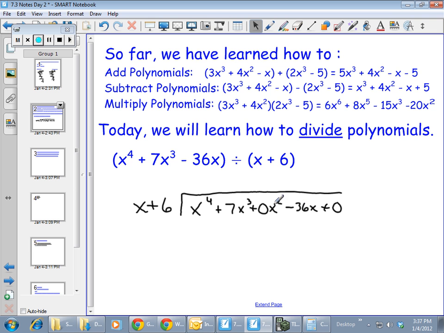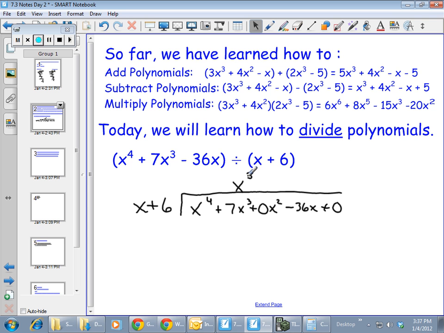Alright, and let's go. We're going to do the exact same thing that we did with the other one. Now, I say exact same thing, but it's actually a little bit trickier. Whatever we put up here, the idea is we want it to cancel out this x to the 4th. So what could I put up here so that when I multiply it by x plus 6, I'm going to get x to the 4th plus something else? So I'm going to choose x to the 3rd.